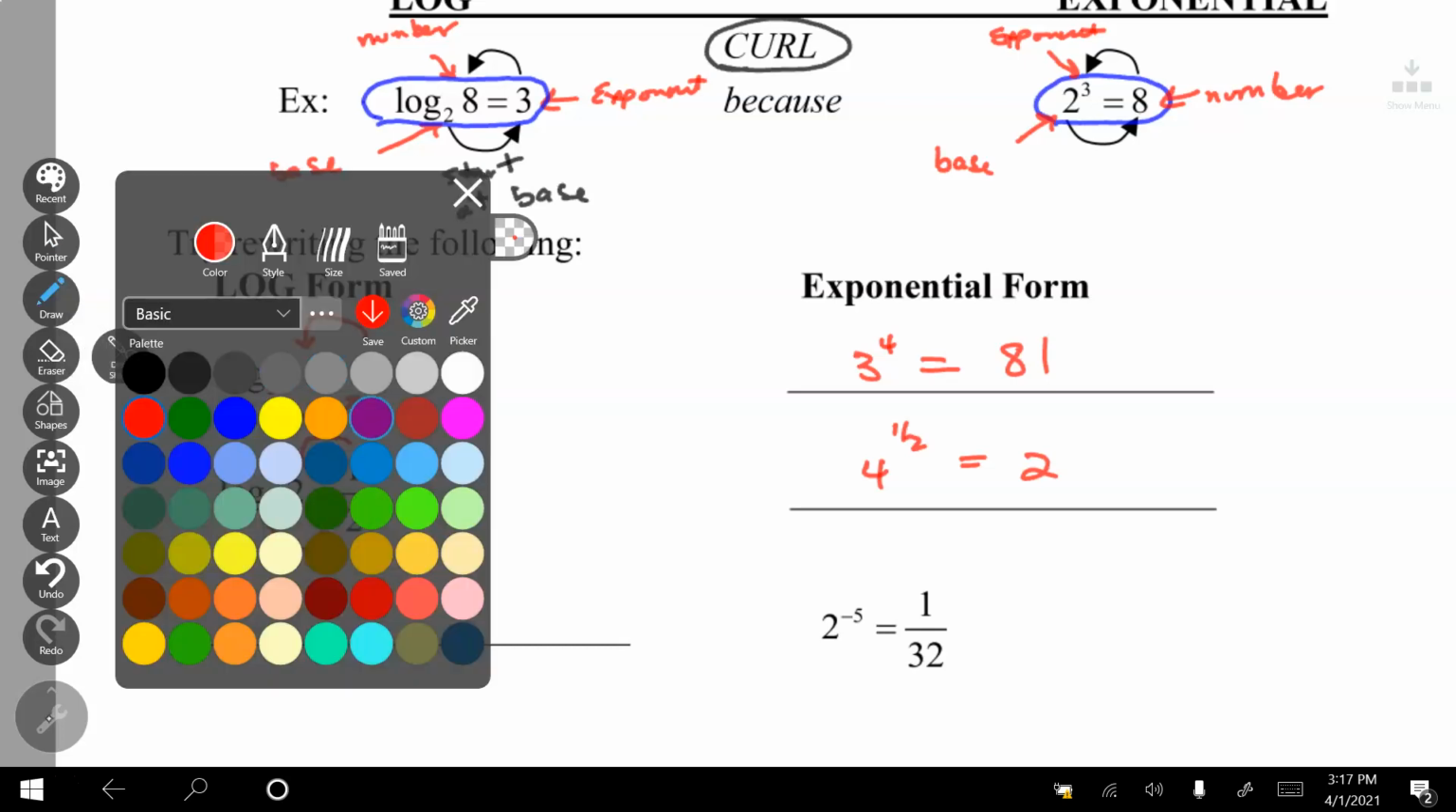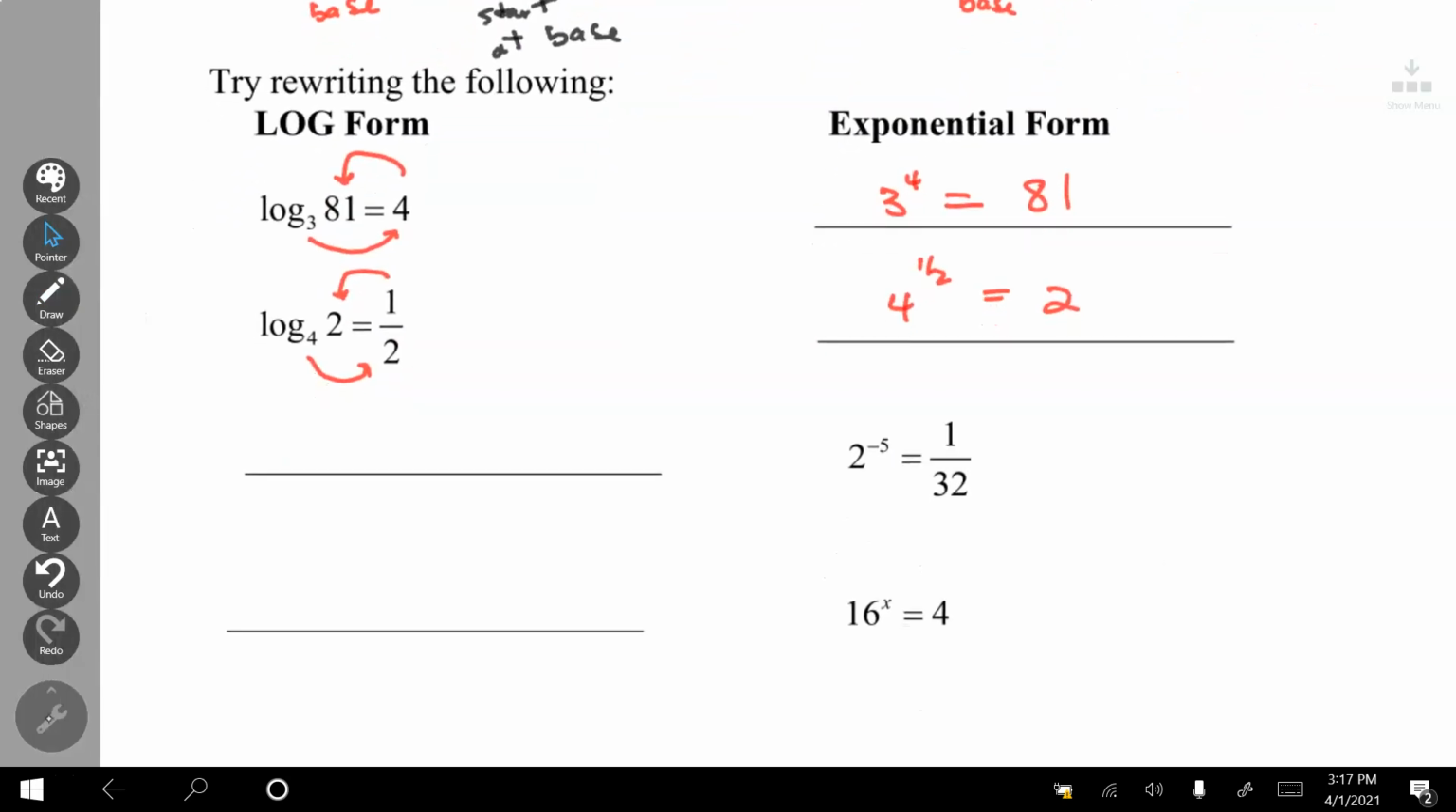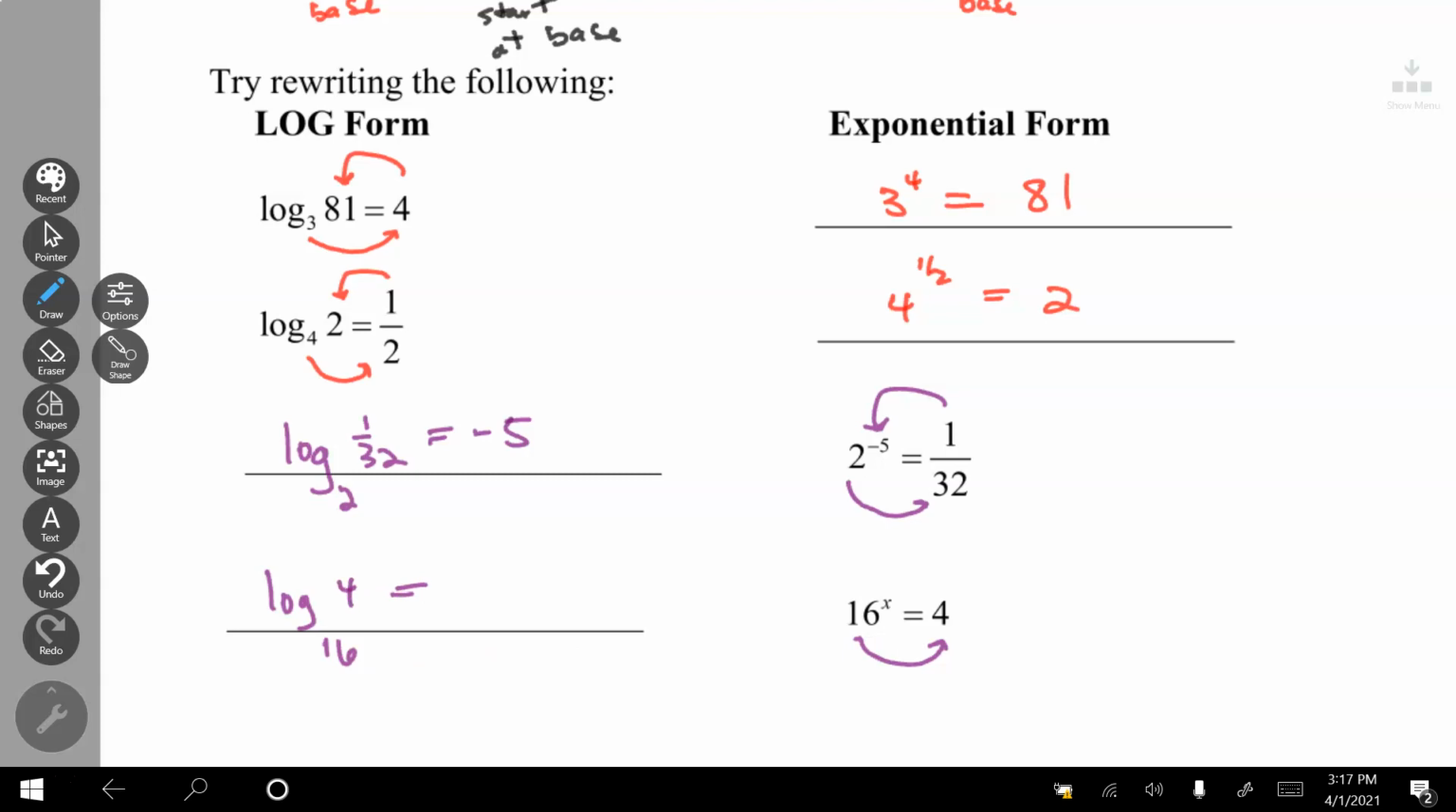Another way is to go from my exponential form and rewrite it as a log. Well, this is still the base. 2 is still the base. So this has to be log base 2, and the number is 1 over 32, and when I curl it back, I get the exponent of -5. Again, I start at the base, so it's going to be log base 16, the number is 4, is equal to, when I curl it back, x. That one I'm not solving, I just have it written out as a general form, but this is what I mean.